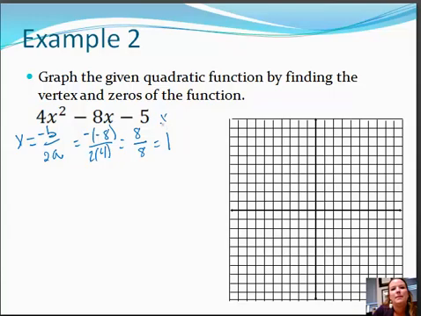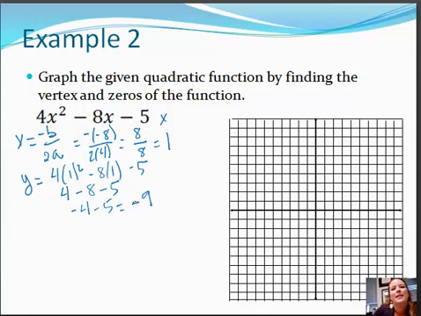Now I take this as my x, and I plug it in to find y. So y is equal to 4 times 1 squared minus 8 times 1 minus 5. 1 squared is 1, so I get 4 minus 8 minus 5. 4 minus 8 is negative 4, minus 5 is negative 9. So we have the same vertex as the other problem. That's okay. So we're going to go over 1 and down 9 and put a dot.